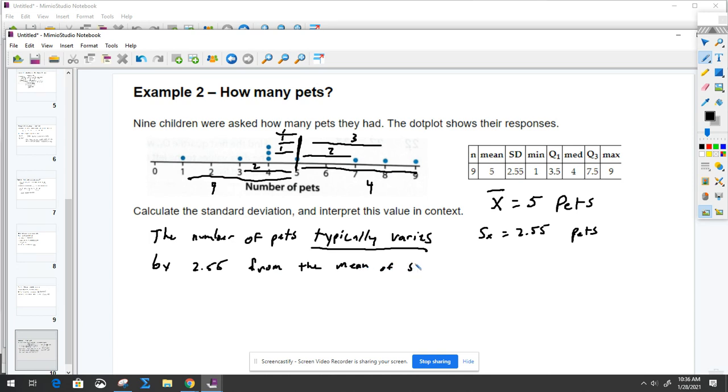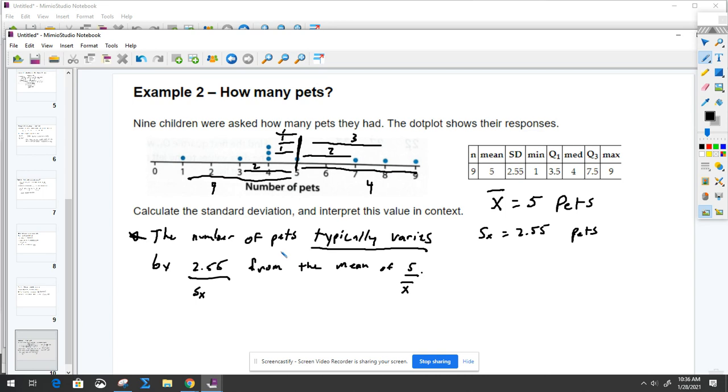So when I ask you to interpret the value in context, this is the sentence that I'm looking for. You're going to use typically varies by, and this right here is my standard deviation. And you're going to say from the mean of, and this right here is my mean. As we go through this class, we will do this quite a bit, where I'm asking you to find the standard deviation and interpret it. So you're going to use this sentence quite a bit. Make sure that you have this written down.